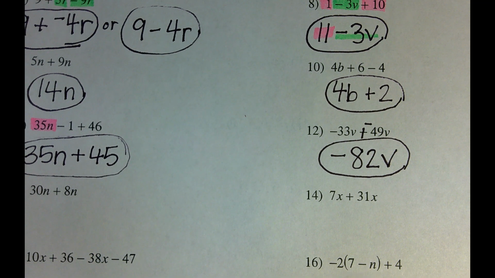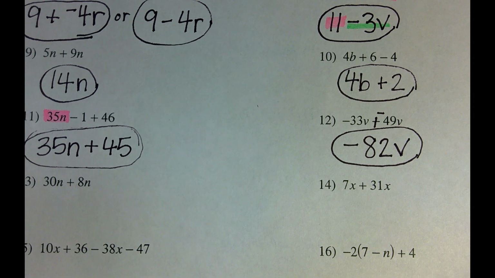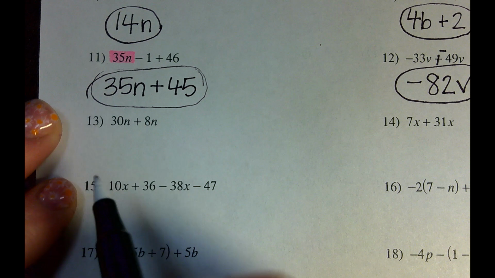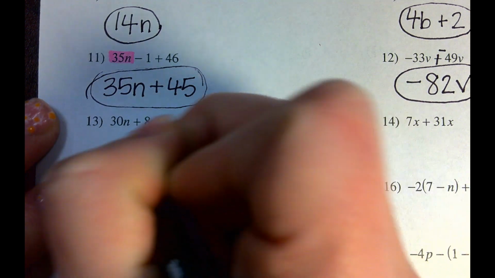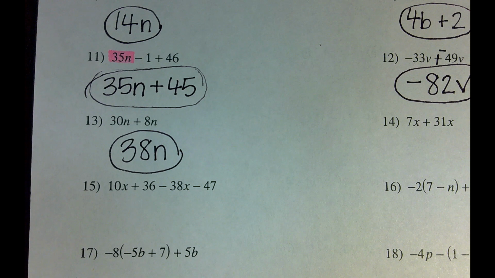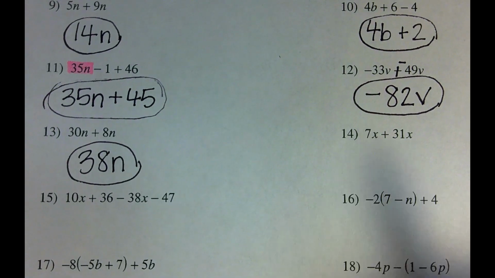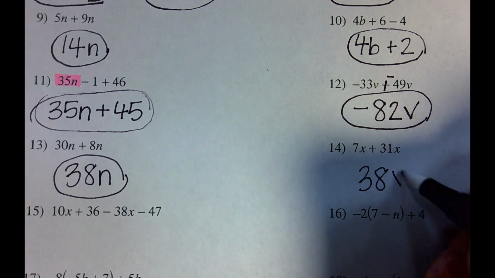Any other questions on this one? Number 12? Well, good. It's always good to ask and make sure you understand it. 13, what's that? 38n. Yes, 38n. Good. That one, they threw you an easy one. Okay, how about 38x. 7 plus 31 is 38x.